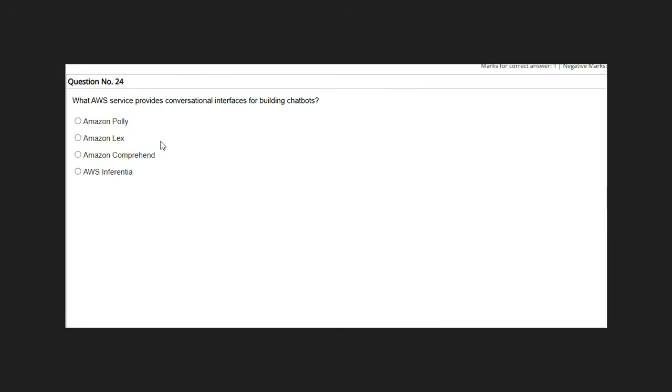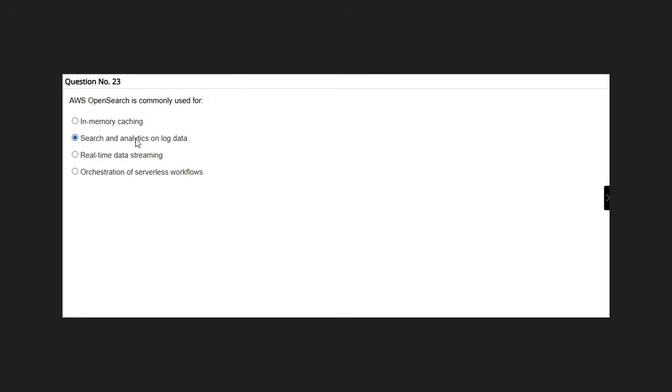So AWS OpenSearch is commonly used for search and analytics on log data. Question number 24. What AWS service provides conversational interface for building chatbots? So this one we have discussed, Amazon Lex.